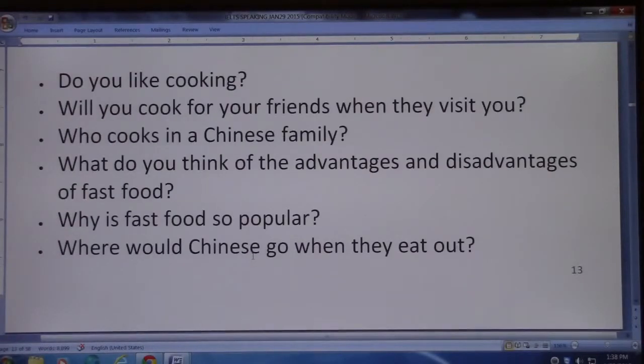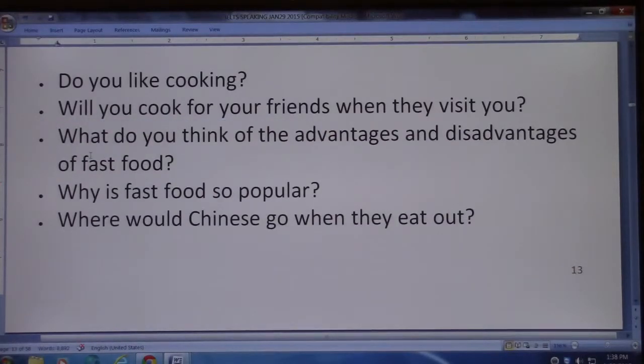Discussion. Do you like cooking? This is about cooking and stuff, so we do have also the topic cooking. So, will you cook for your friends when they visit you? Who cooks in a Chinese family? It's interesting. What do you think of advantages and disadvantages of fast food? That's a good question. What are the advantages and disadvantages of fast food? It makes you fat, is oily, not healthy, right? But the advantages are it's fast, like its name, and quick, and doesn't cost much. So it doesn't cost much and it's fast, quick.